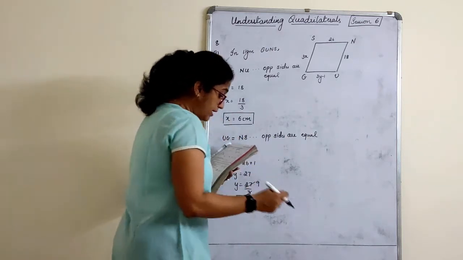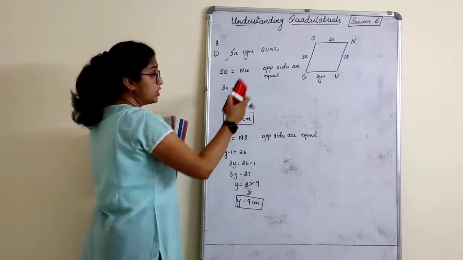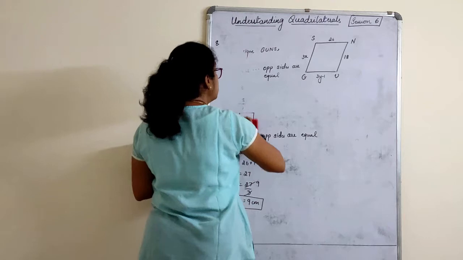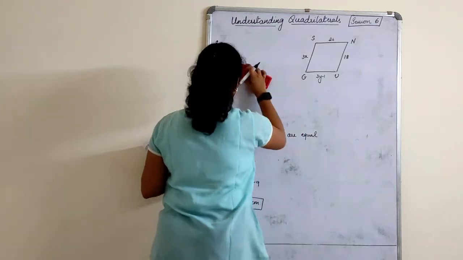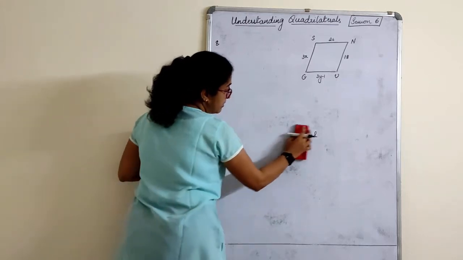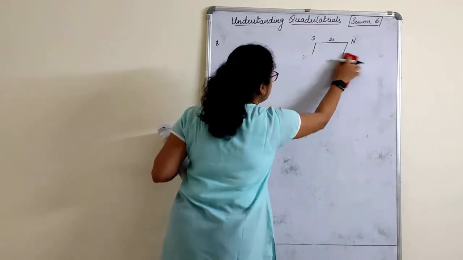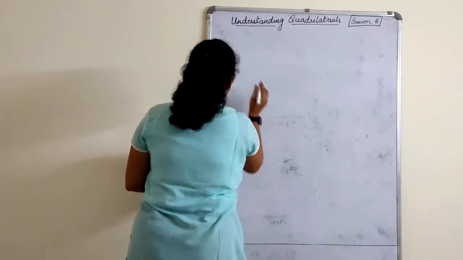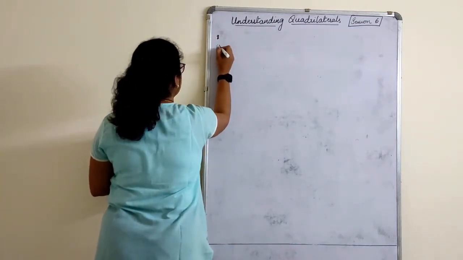Quickly, we'll go to the next one. 8, second one. So we used the side property here. Now next what we are using is the diagonal property. That's what I told you. You should know the properties very well. Without knowing the properties, if you start solving sums, you will not understand and you cannot learn by heart. 8, second one.